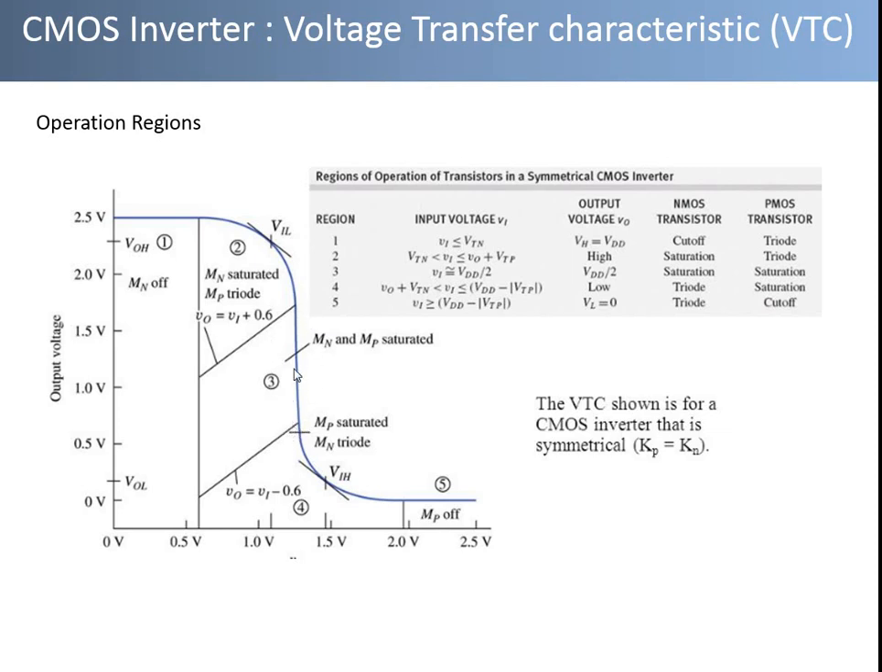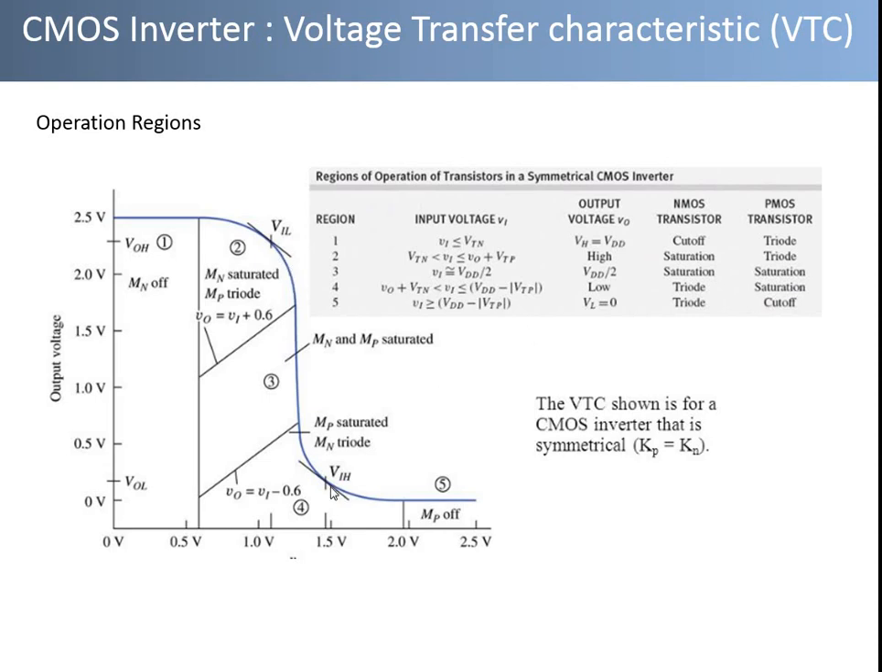In this region, both Vin and Vout values are nearly equal to VDD/2. So region 3 occurs halfway between high and low values. So in this region, both transistors are in saturation mode. Similarly, in region 4, Vin is a higher value, whereas Vout is a lower value, and the NMOS transistor is in triode mode, whereas the PMOS transistor is in saturation mode.